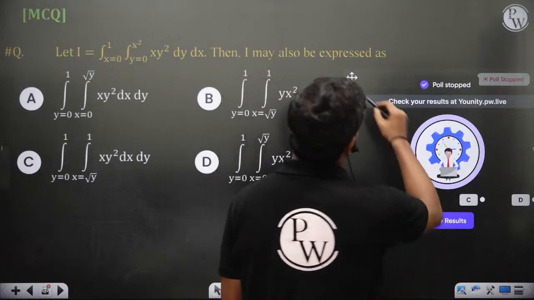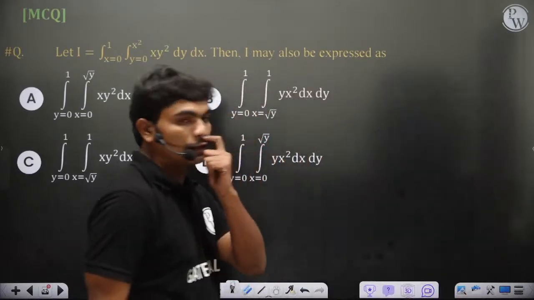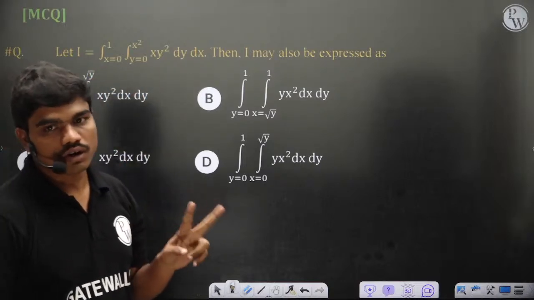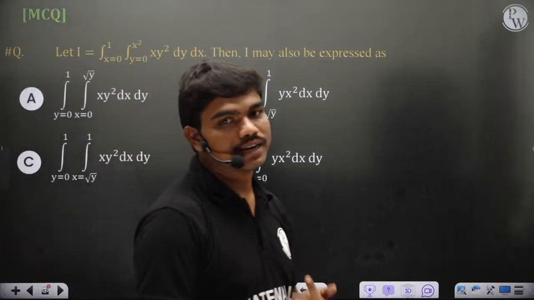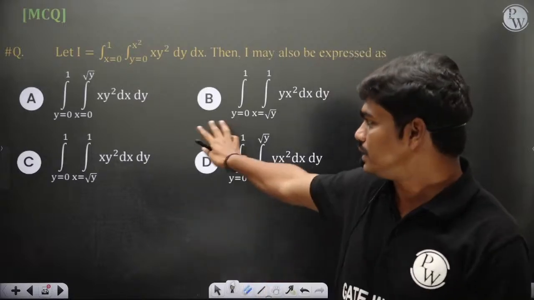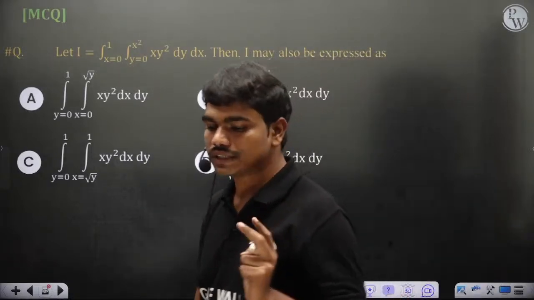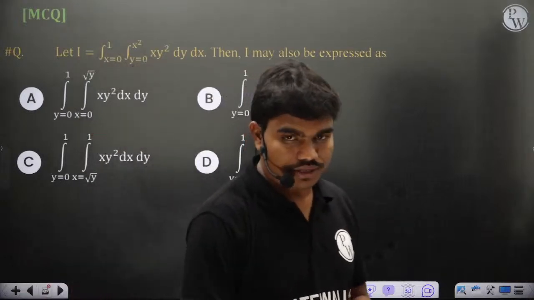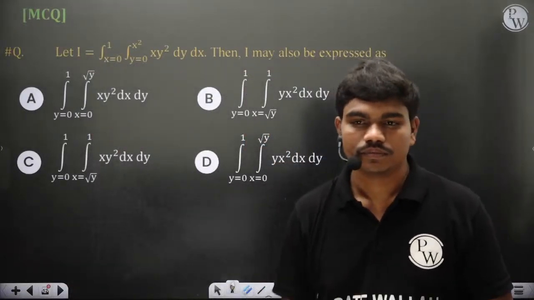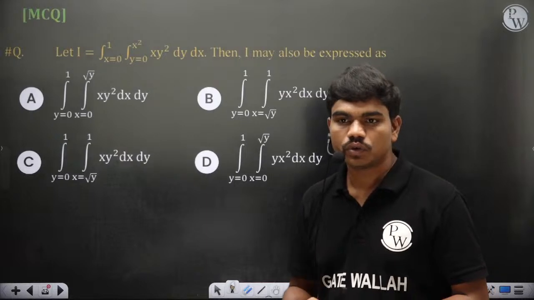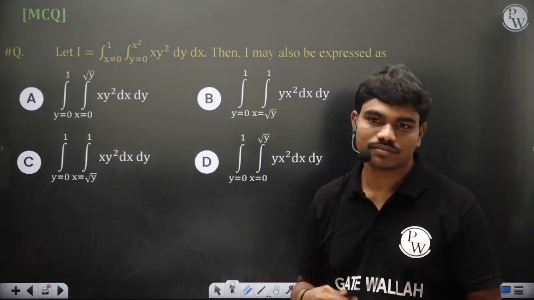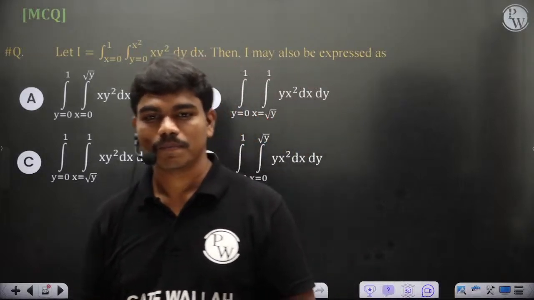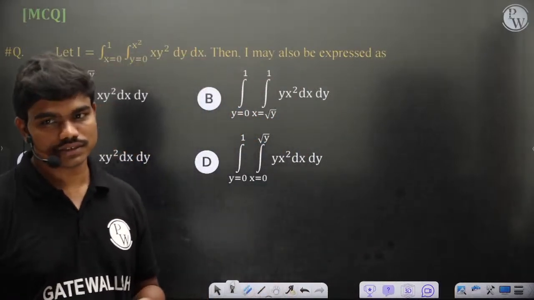Okay, so let's see. First of all, by looking at these options, two options can be eliminated always. Can someone tell me what are the two options you can eliminate? By looking at these options, you can tell the two options are definitely not the answers. What are they? You can eliminate two options.